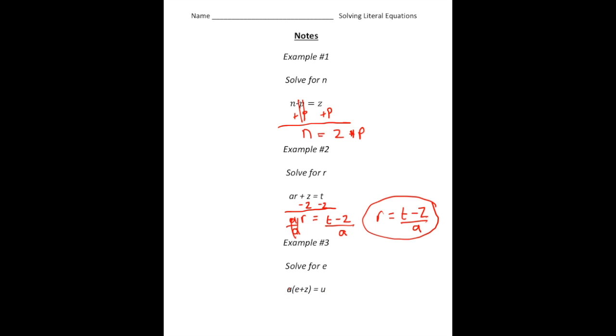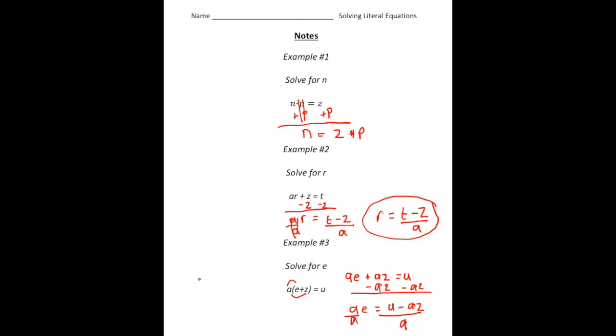So what I'm going to do first is distribute the a to both the e and then the z. So when I do that, it's now going to be ae plus az equals u. Again, we're trying to solve for this e here. So notice we're adding an az, so we're going to take away an az from both sides. So now we have a times e equals u minus az. And then last but not least, we're going to divide everything by a.